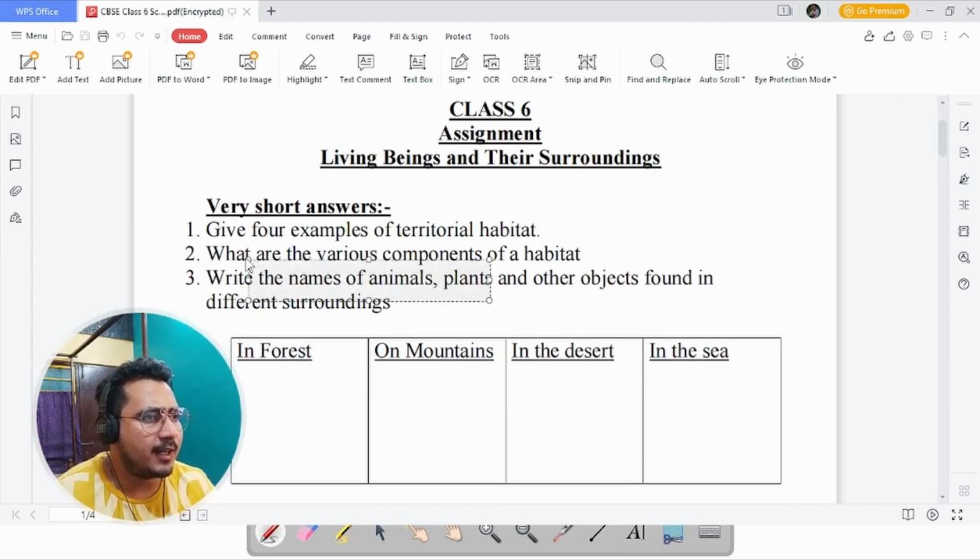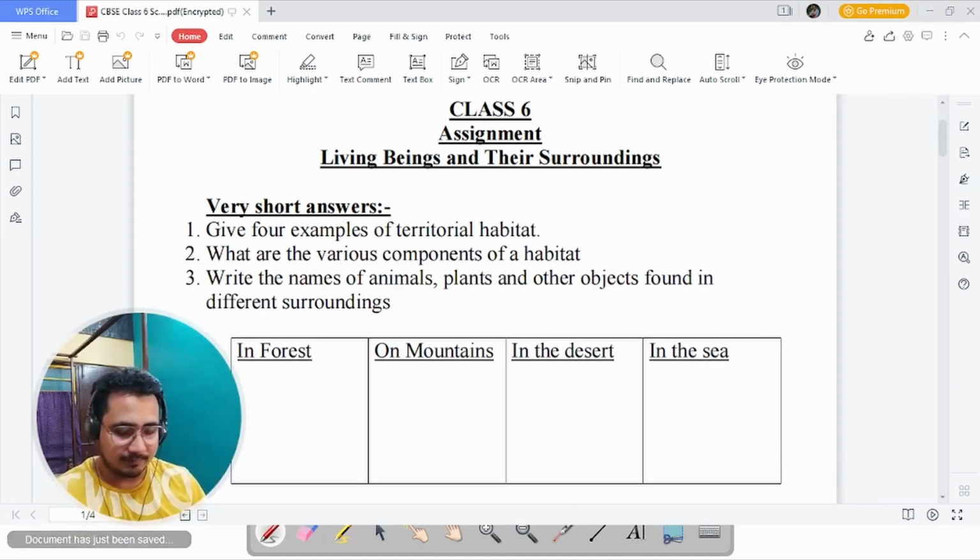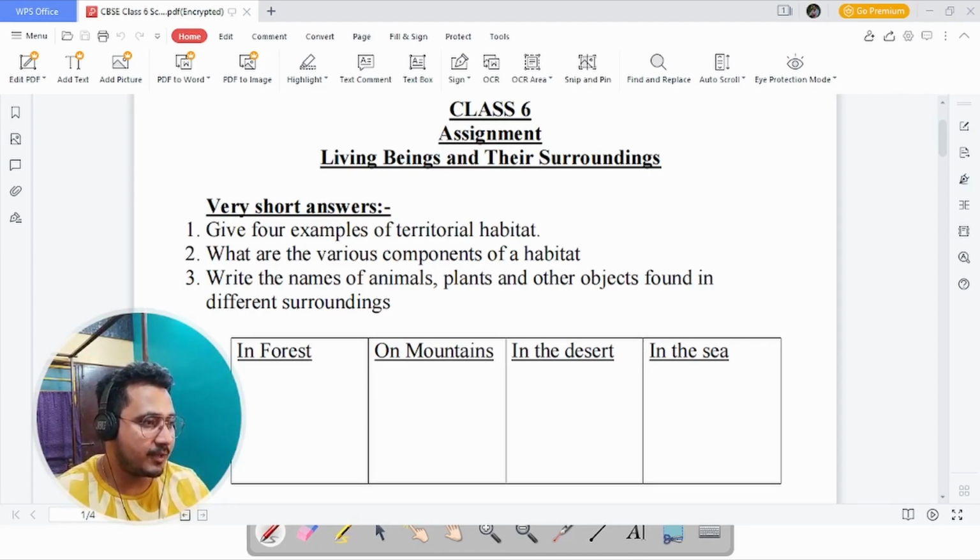Now, these are some very simple questions. Let's discuss that right now. Okay. So can you read the first question? Give 4 examples of territorial habitat. Territorial habitat means which are local things, not local things. Territorial means that is actually land. Okay. Tell me those 3-4 things. Examples. Soil. Like, no. Like territorial habitat.